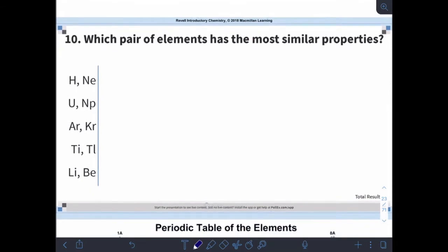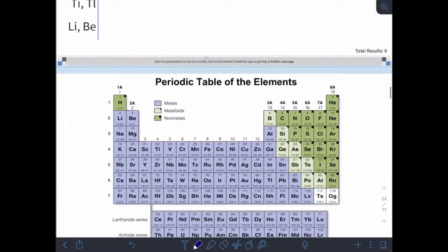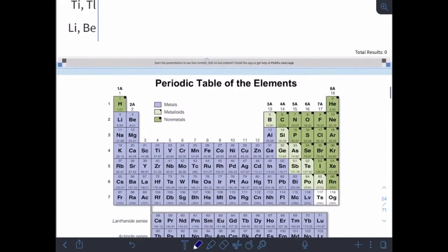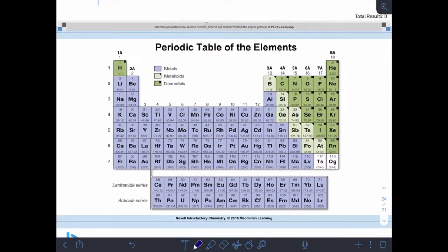So which pair of elements has the most similar properties? So let's take a look. Hydrogen and neon. Hydrogen's over here, and neon's on the far side of the table. We're going to be looking for something that is in the same vertical column. What's our next choice? Uranium or neptunium? Uranium is way down here, and neptunium is to the right of it, but we want things that are in the same vertical column.